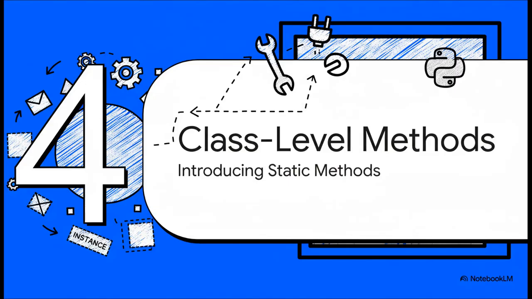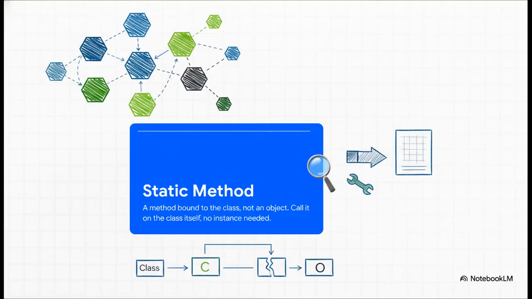All right, so far, every method we've looked at has been tied to an object, an instance of a class. But what if a function is related to a class, but doesn't really need a specific object to work? That's where static methods come in. So a static method is basically a function that lives inside a class, but it's not tied to any one object. You can call it directly on the class itself.